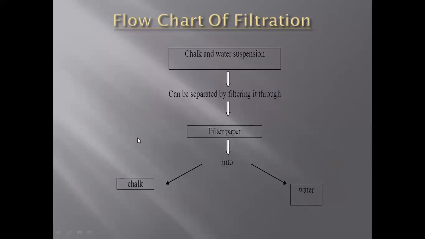Now this is the flow chart of filtration. This shows filtration of chalk and water suspension. They were filtered by means of a filter paper, and chalk was left on the filter paper. It was unable to pass through the filter paper, and it is said to be the residue, and the water was able to pass through the filter paper, and it was collected in the flask as filtrate.